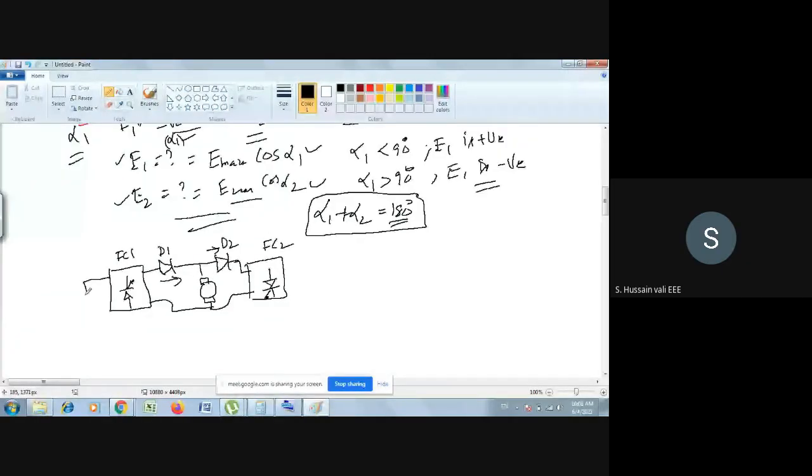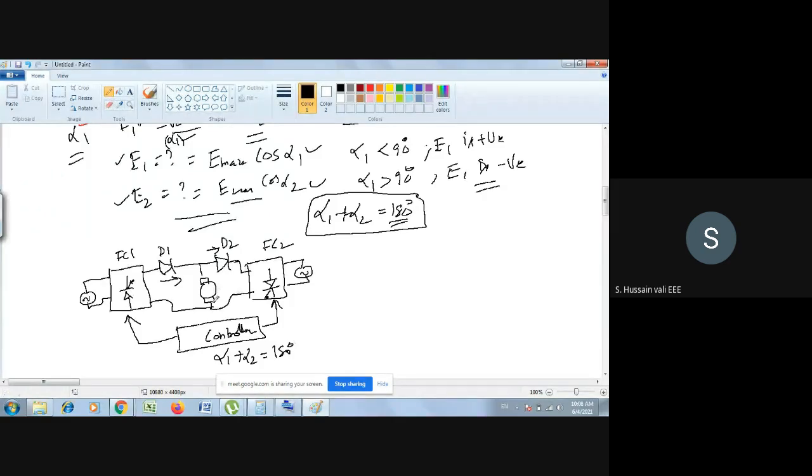There is a source here. Of course, you may have a closed loop here, so some controller will be there. This controller will give the firing angle to this, and it also gives the firing angle to this. How does it give the firing angle? The logic behind it is that alpha 1 plus alpha 2 is equal to 180 degrees. This is how you proceed here.